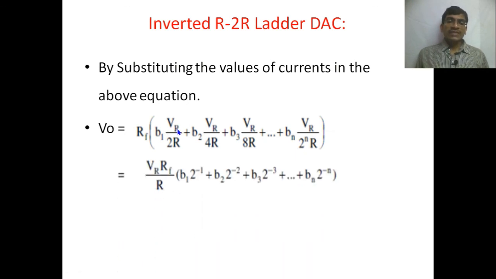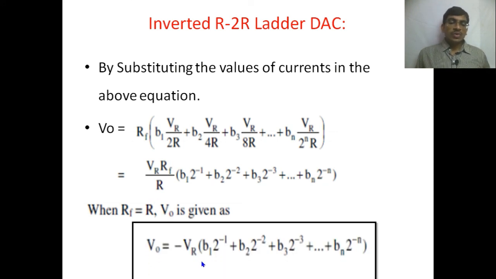Therefore, if you take VR by R common in these terms, VR RF by R into B1 into 2 power minus 1 plus B2 into 2 power minus 2 plus B3 into 2 power minus 3 and so on, Bn into 2 power minus n will come. So if you select RF is equal to R, then RF by R will get cancelled. Therefore, output voltage is equal to the negative of, here everywhere we have minus, right? So minus VR into B1 into 2 power minus 1 plus B2 into 2 power minus 2 plus B3 into 2 power minus 3 and so on, Bn into 2 power minus n.